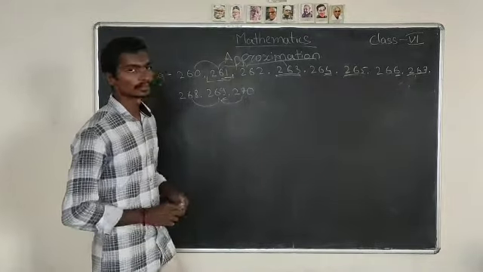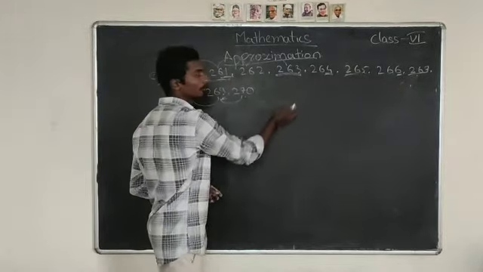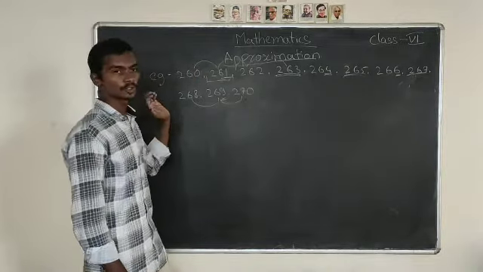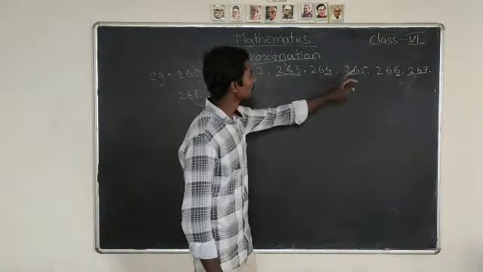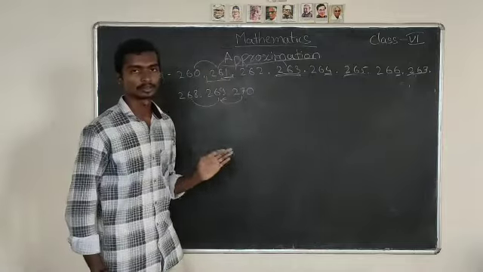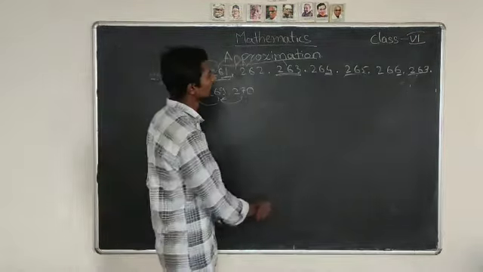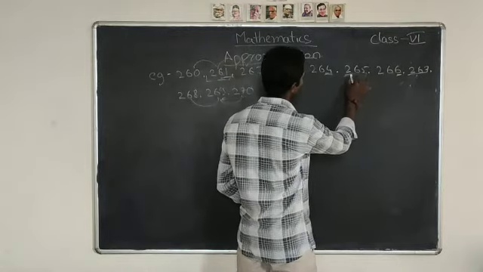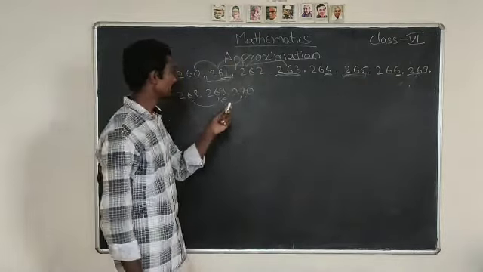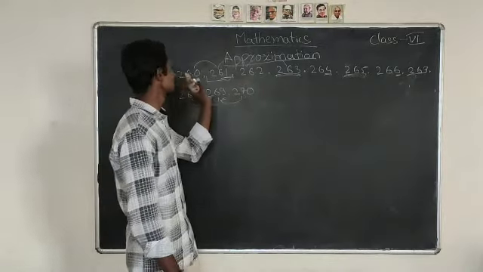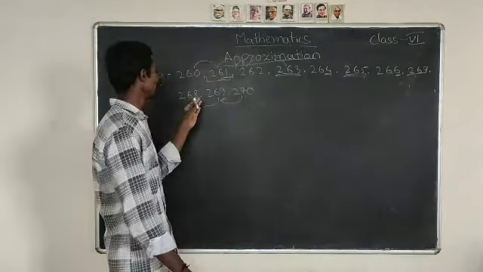We have seen that if we get 1 to 4, we will approximate it to the previous tens value. If we get 6 to 9, we will approximate it to the next tens value. What if we get 5? 5 is the same number of steps ahead of 260 and the same number of steps behind 270.